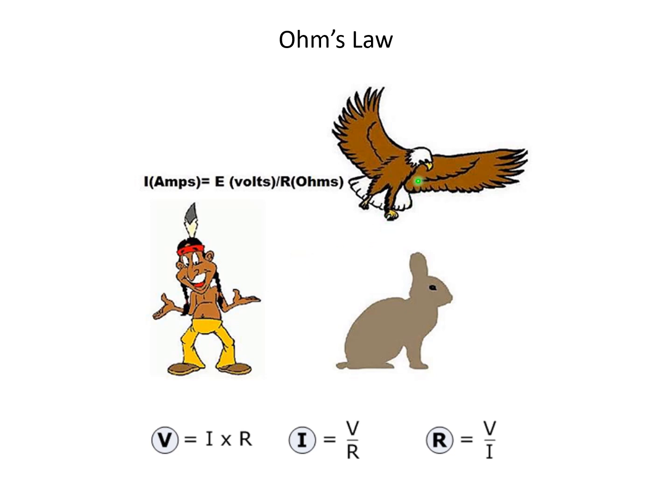where, for example, if you're looking for the voltage or the electromotive force, the eagle, then it's the Indian times the rabbit, right here, V equals IR. If you're wanting to find the current, then it's the eagle over the rabbit, or V over R. And if you're wanting to determine the resistance, then it's the voltage divided by the current here, or the eagle over the Indian.